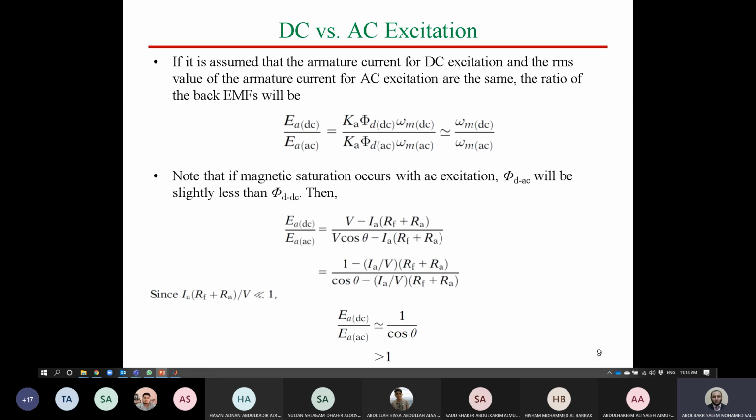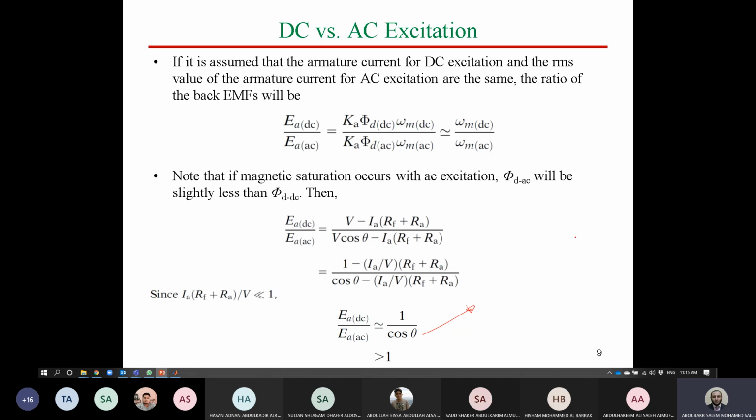Right, guys? Cosine theta is the power factor of the universal motor. What do you expect? Is the power factor of a universal motor going to be very small, or very high, or what? Can it reach unity? Can this value reach unity or not? I think it cannot, because here we have R and L. This is right, guys?